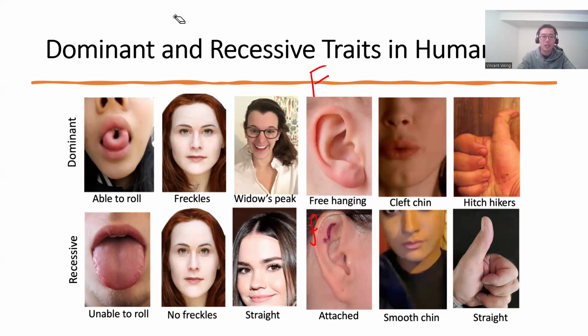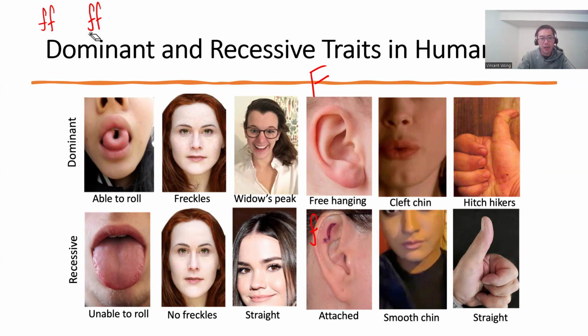Small f. So what if we have two people who have attached ears? Are they big F or small f? Attached ear. Small f. So let's say the father is small f, the mother is small f. What does it mean? The whole family, all the kids are gonna be small f, right? All the kids are gonna have attached ears, right?